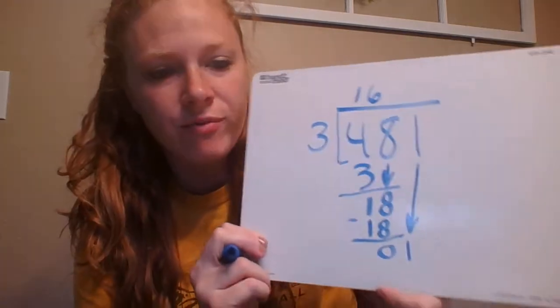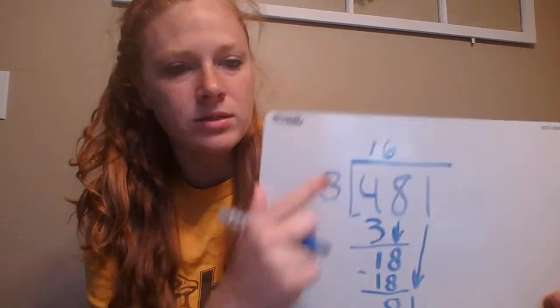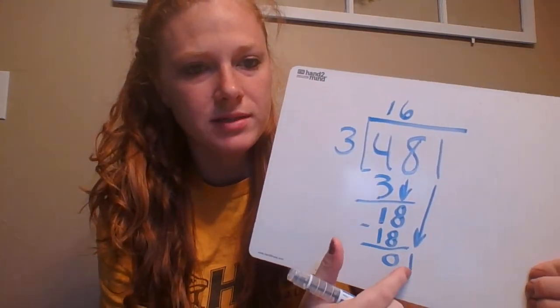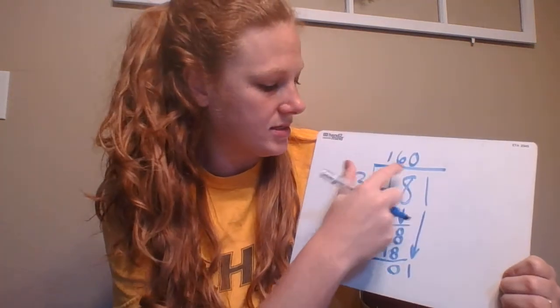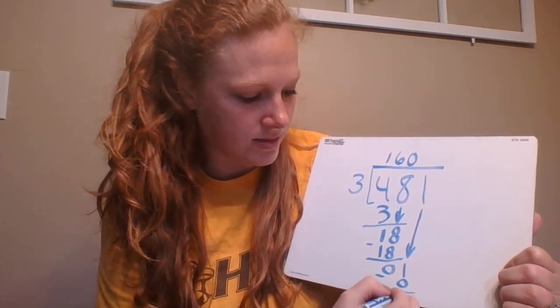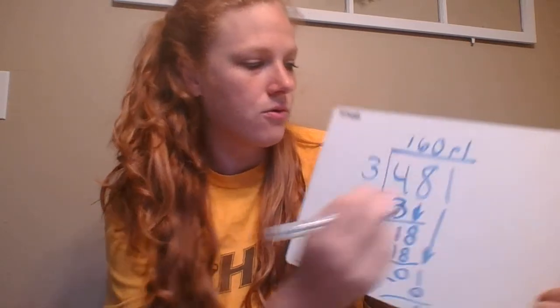This is where a lot of my friends will get caught. They'll say, well, 3 can't go into 1, my answer is 16. Well, actually, because 3 can't go into 1 because it's small, we have to put a 0 up here. It can go in 0 times. 0 times 3 is 0. I subtract, I get 1. I have nothing else to bring down, so my answer is actually 160, remainder 1.